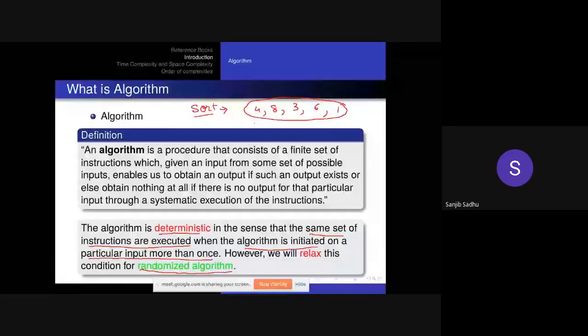But this is not true for a randomized algorithm. In a randomized algorithm, there is a relaxation. That means there will be a choice, and based on that the instructions will be executed. That is called a randomized algorithm. In this course we will concentrate mainly on deterministic algorithms. We are not considering randomized algorithms now. Randomized algorithms will be considered later, just to handle the difficult problems.